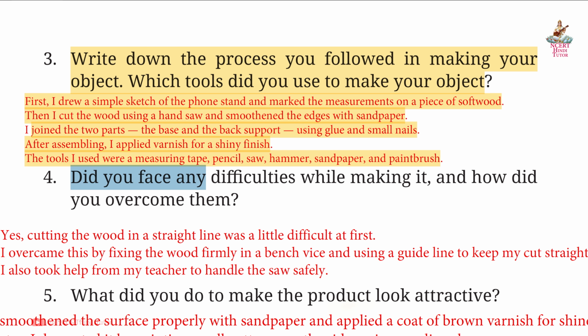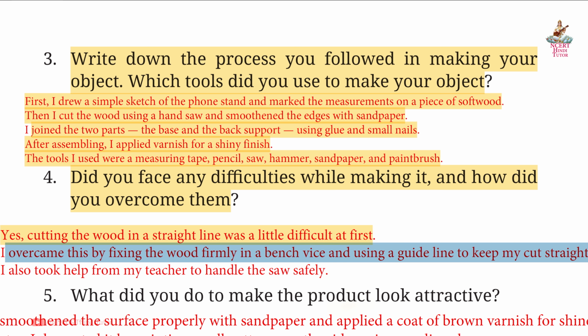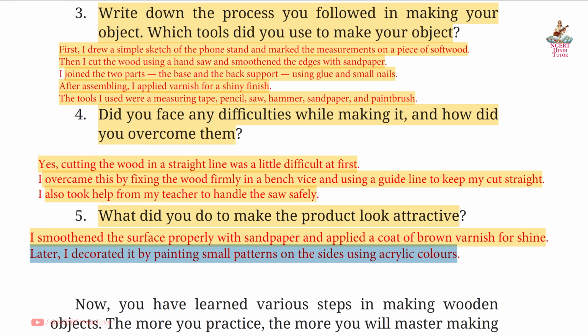Question 4. Did you face any difficulties while making it, and how did you overcome them? Answer: Yes. Cutting the wood in a straight line was a little difficult at first. I overcame this by fixing the wood firmly in a bench vise and using a guideline to keep my cut straight. I also took help from my teacher to handle the saw safely. Question 5. What did you do to make the product look attractive? Answer: I smoothed the surface properly with sandpaper and applied a coat of brown varnish for shine. Later, I decorated it by painting small patterns on the sides using acrylic colors.